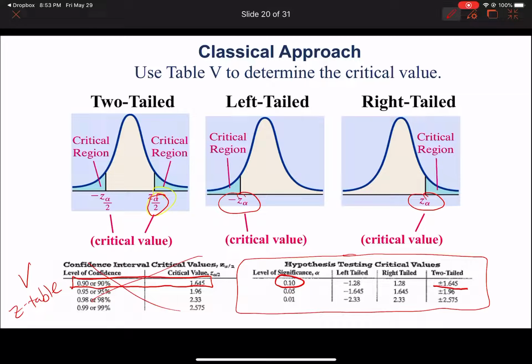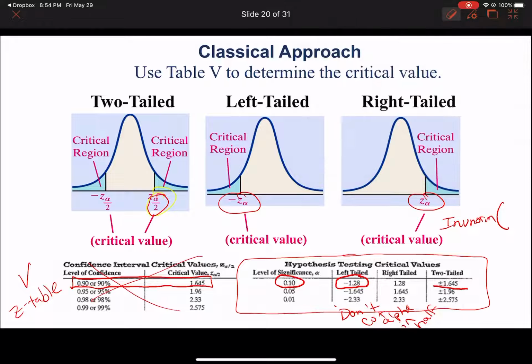So you can find the critical value using the inverse norm. Whatever your alpha is, you can put your alpha in there. If I went into my calculator right now and put in inverse norm for 0.1, 0, 1, I'm going to get negative 1.28, which is the same thing that I have right here. So the only difference is don't cut alpha in half for these two. If they give you a value that's not 0.1, 0.05, or 0.01, then you can use your inverse norm. Remember, left tail and right tail, you don't cut it in half.